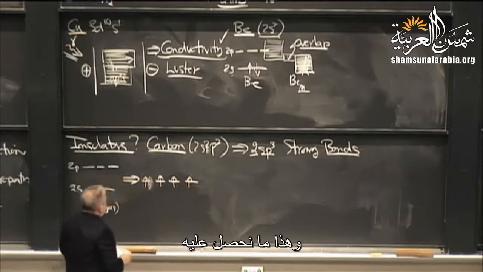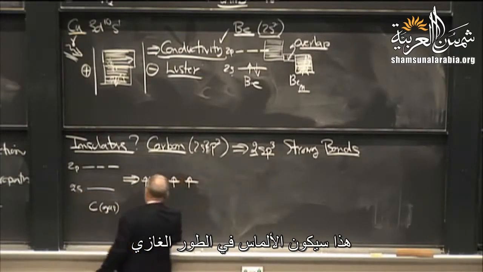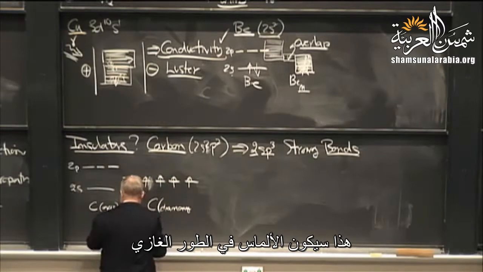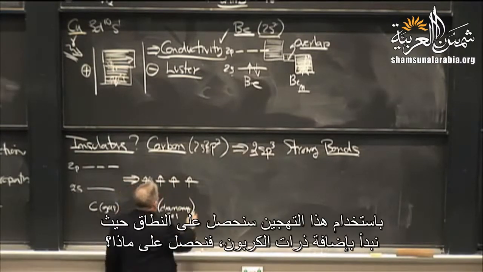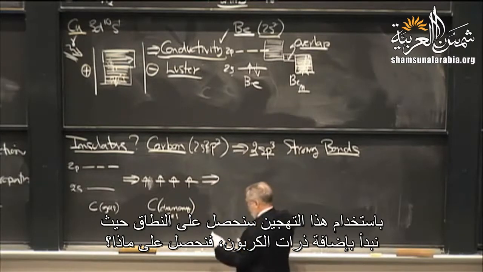So that's what we get. Now, this would be for diamond in the gas phase. With this hybridization, we get bands. All right, we start adding carbon atoms to this, and what do we get?